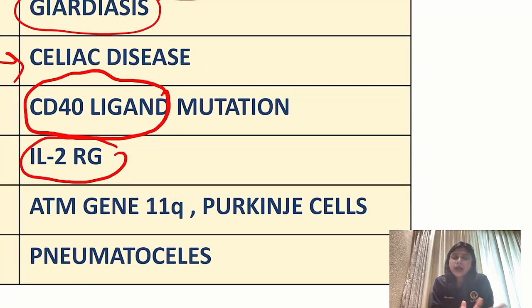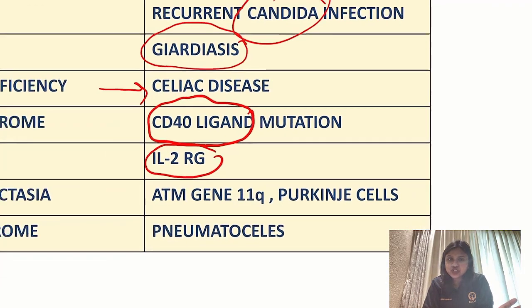If I frame a clinical question: a child presents with ataxia, all the cerebellar signs are positive, the Romberg sign is positive, and on examination you find telangiectatic vessels in the bulbar conjunctiva. What is your diagnosis? Ataxia telangiectasia. Which gene is involved? The ATM gene. Which chromosome? 11q. Which cells are affected? Purkinje cells. That is the complete list of one-liners that can be asked on ataxia telangiectasia.